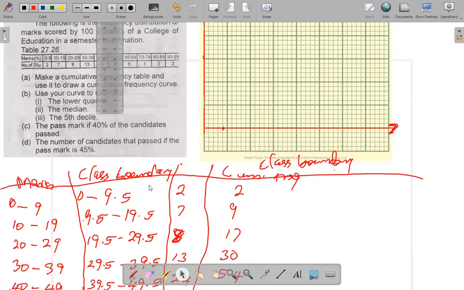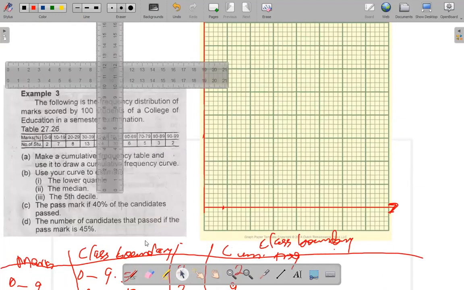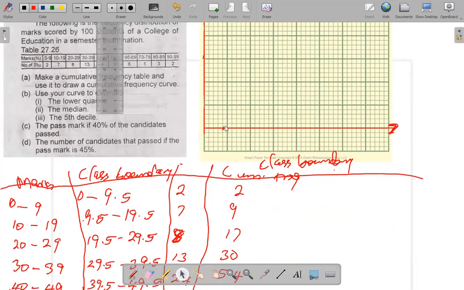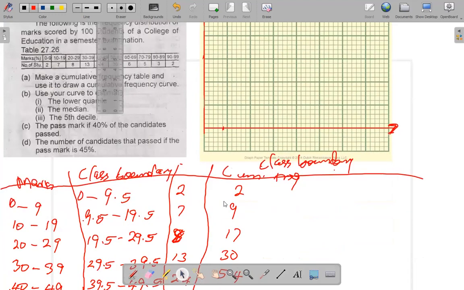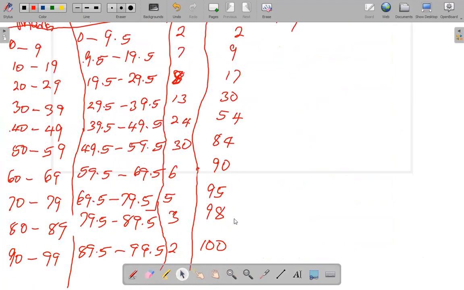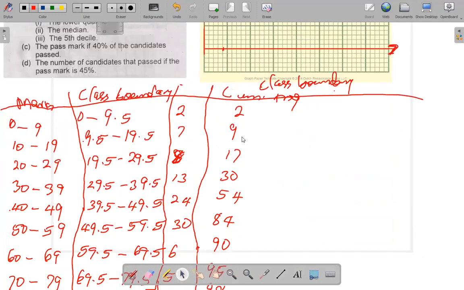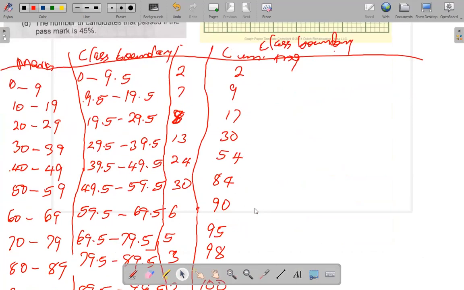Remember, in plotting an ogive or even a histogram, we normally use the upper class boundary. So the upper class boundary will be the value we're going to put on this x-axis. And on the y-axis, on the other hand, we'll put the cumulative frequency. So I'll choose a scale that will accommodate what I have here in the cumulative frequency. I have up to 100.